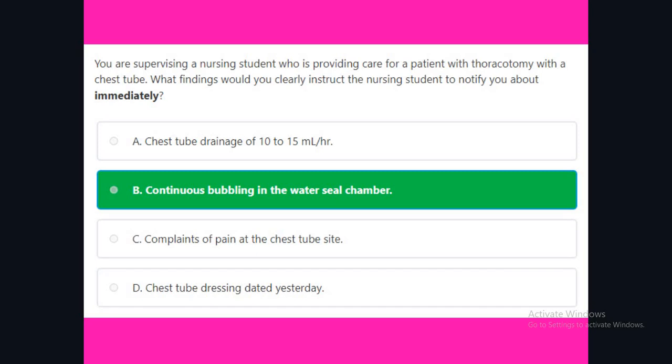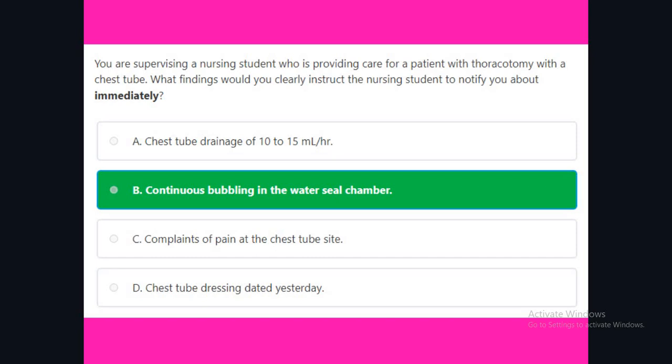What findings would you clearly instruct the nursing student to notify you about immediately? So this is again a priority question. Chest tube drainage of 10 to 15 ml per hour. This is not a concern. Usually if the chest tube drainage is more than 100 ml per hour, that is a concern because this means some kind of hemorrhage.